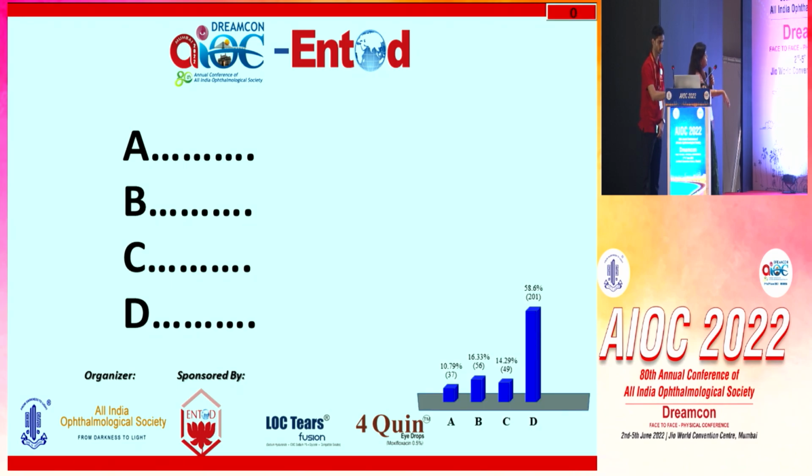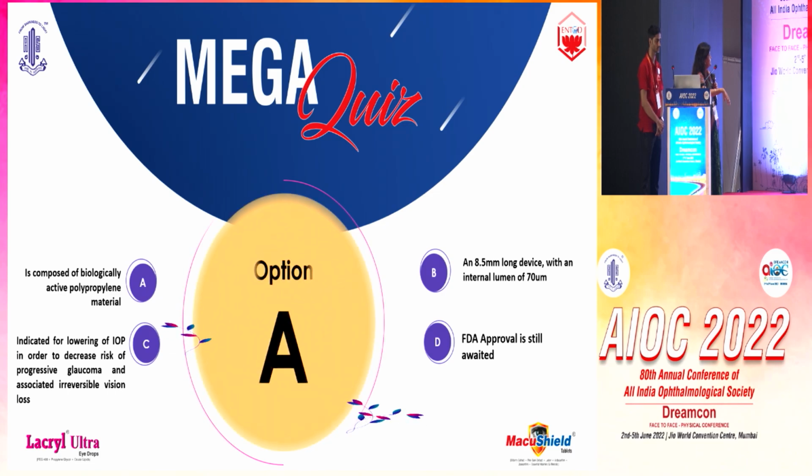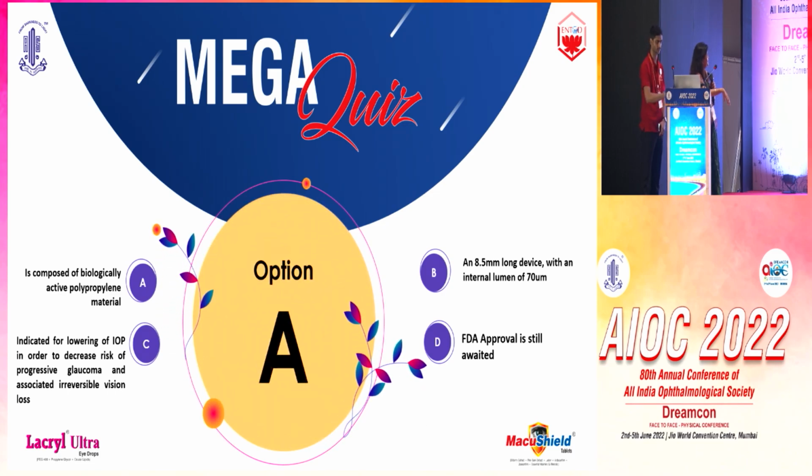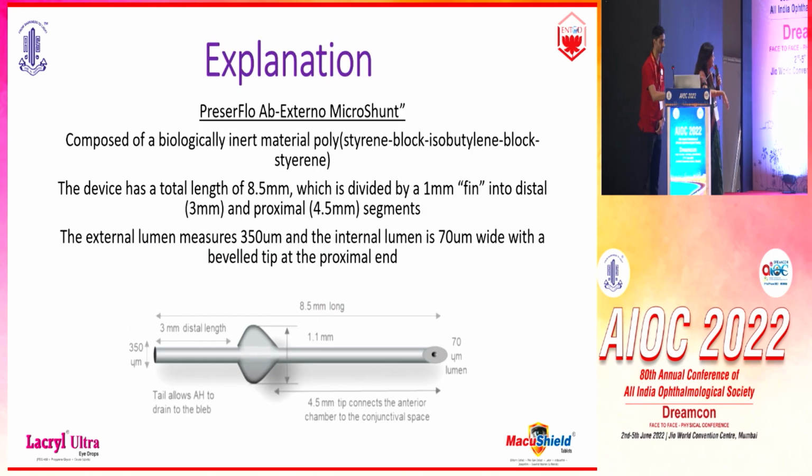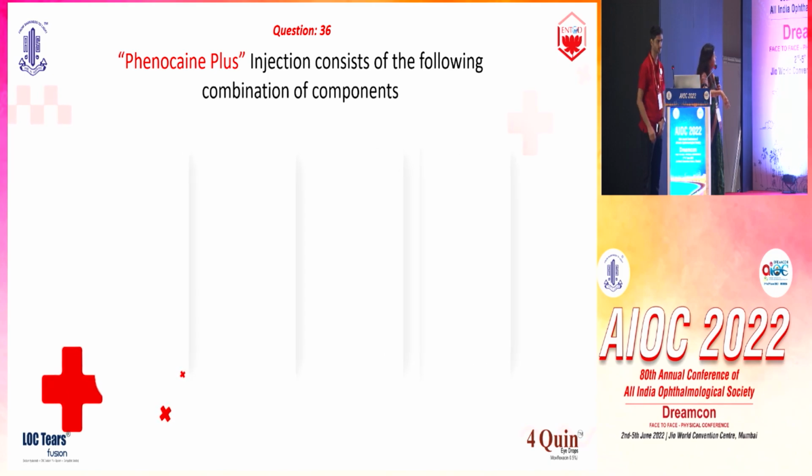So almost 60% say the answer is D, and the answer is A. That was good news, isn't it? So this is what is PreserFlo ab externo microshunt. I don't have any financial or proprietary interest, just to quiz you and to dodge you, that's all. So we come to the next question, please.